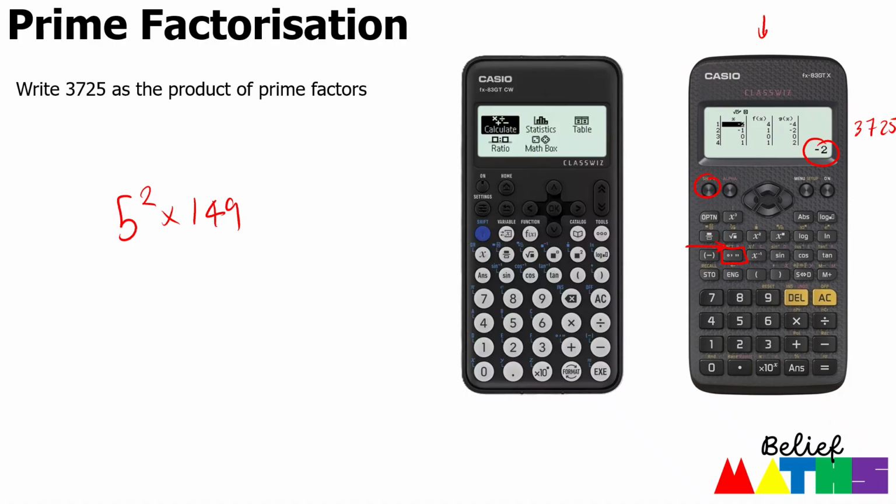On the newer calculator, it's slightly easier. Again, you put your 3725 in, press EXE or equals, so press your EXE to put in your answer line. And then if you press Format, under Format there is prime factorization or prime factor, and then that will give you the answer that you need.